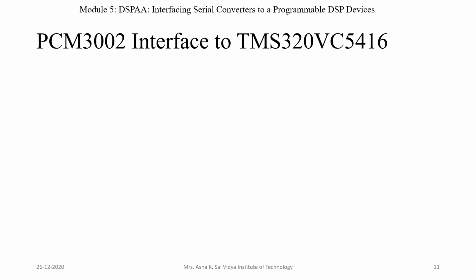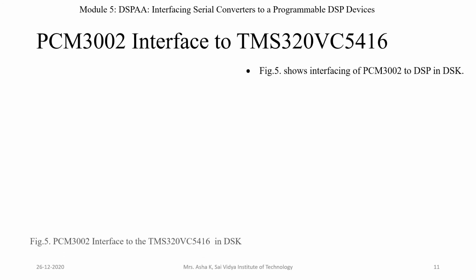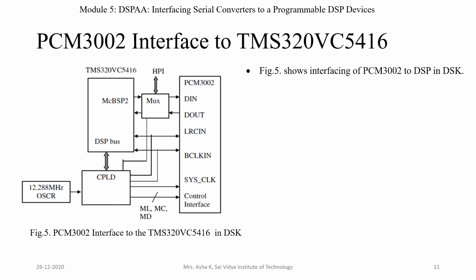PCM3002 codec interface to the DSP processor. The figure shows the PCM3002 interface to the TMS320VC541X DSK processor. Here in the block diagram, we have a processor and the PCM3002 codec, and there will be a CPLD block, complex programmable logic device, and also an oscillator which generates the 12.288 MHz oscillating frequency.